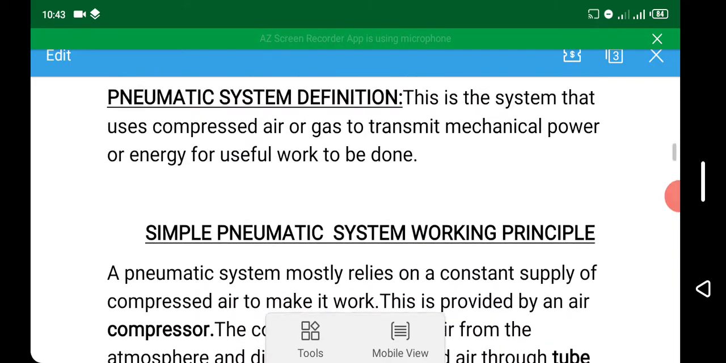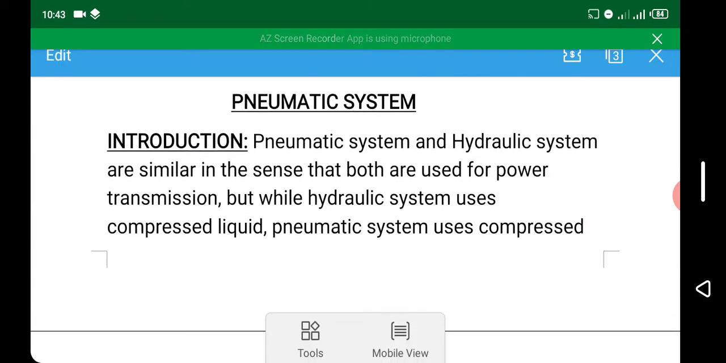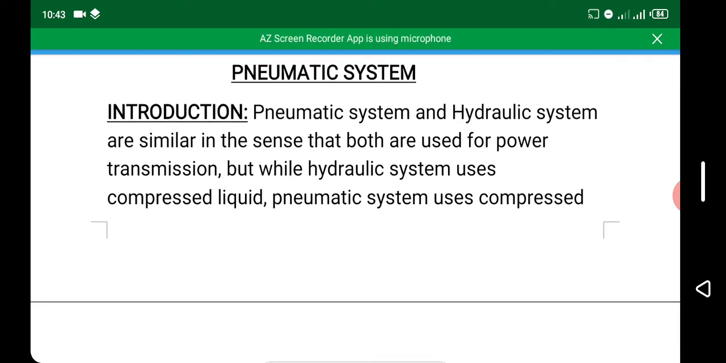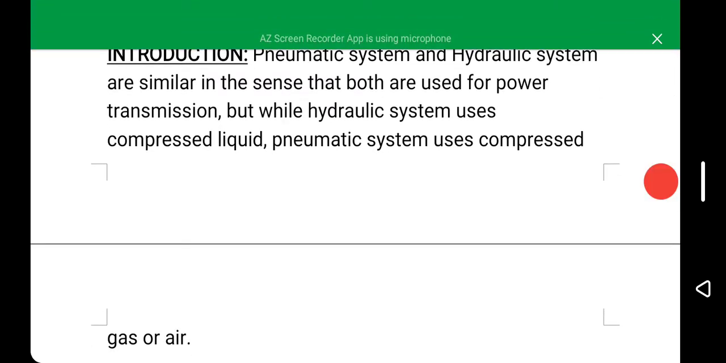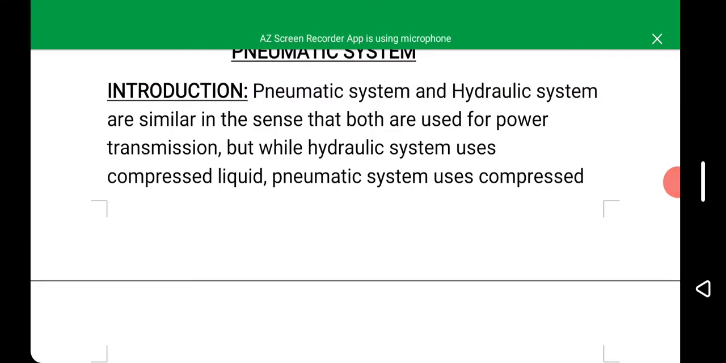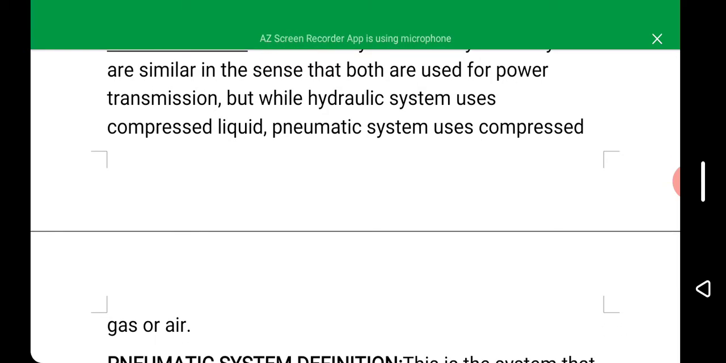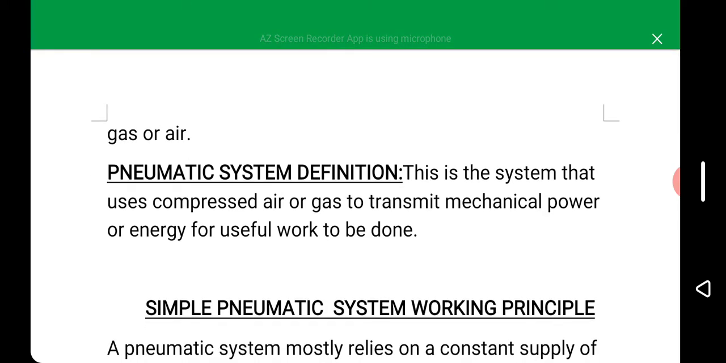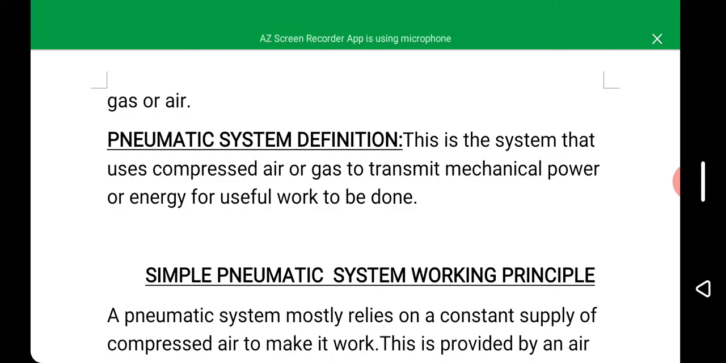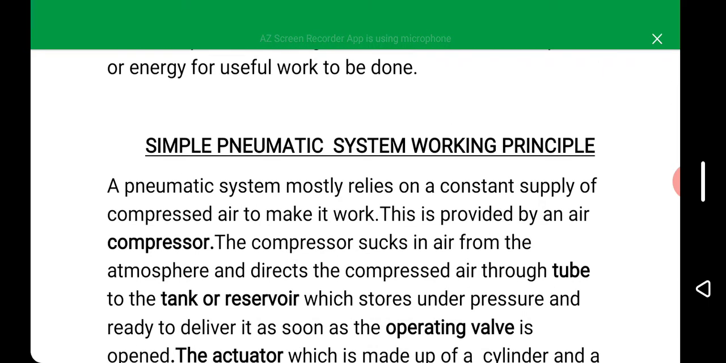But let me quickly go through some important notes on the pneumatic system. When we started the topic, we tried to differentiate between the pneumatic system and the hydraulic system. Although they are similar, what is their similarity? They are used to transmit power. But the only difference is that the hydraulic system uses compressed liquid, while the pneumatic system uses compressed gas or air. We now say that the pneumatic system is a system that uses compressed air or gas to transmit mechanical power or energy for useful work to be done.